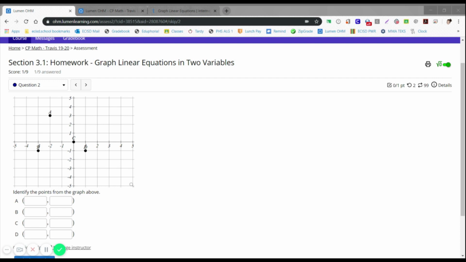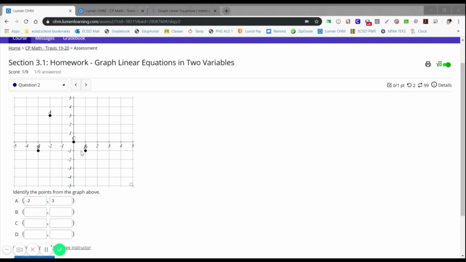My first point is A. I'm going to start from the center of the graph at the origin and count the number of squares I need to move to get to point A. Let's start by counting horizontally first to get our x-coordinate. I need to go left 1, 2 squares. Since I went left, the x-coordinate is -2. Now let's count vertically from that same position. I need to go 1, 2, 3 squares up. Since I went up, the y-coordinate is positive 3. So the coordinates or ordered pair for A is -2, 3.